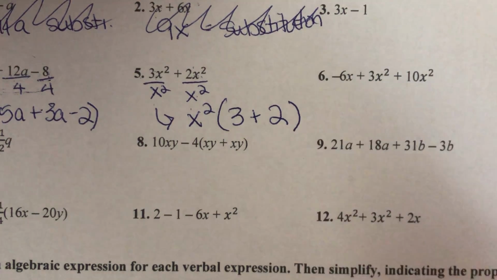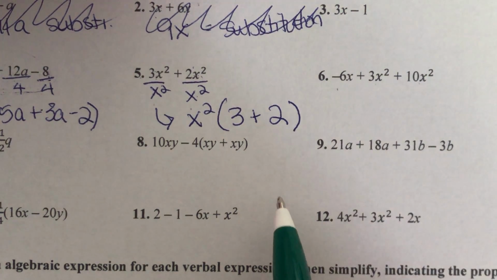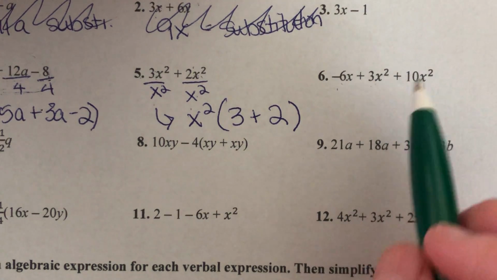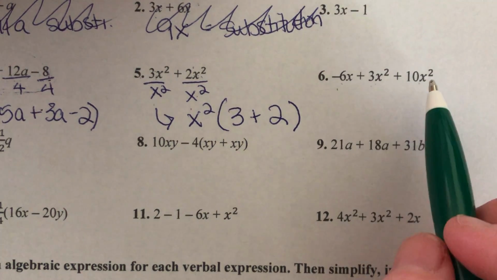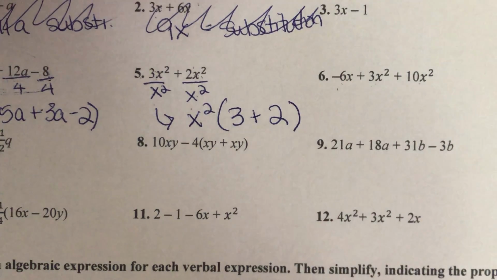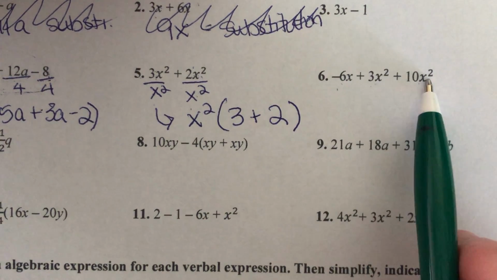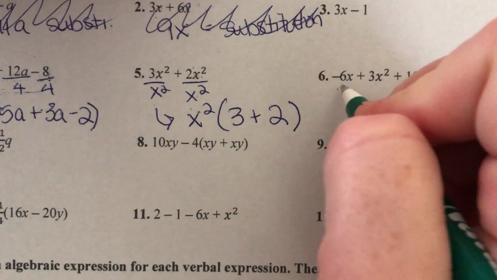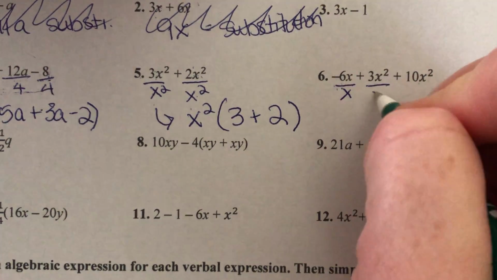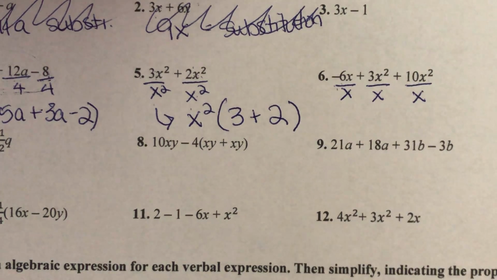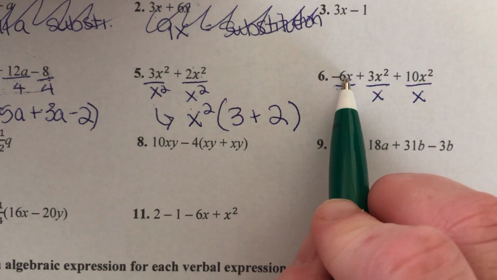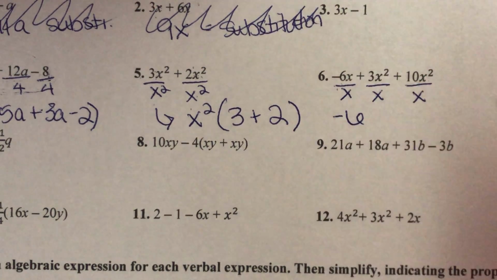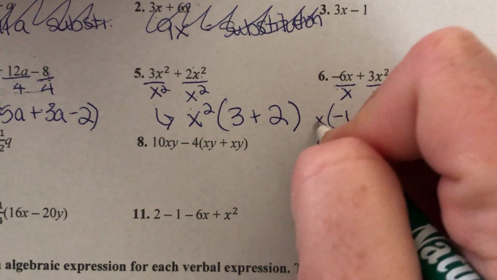All right, and then for this one, what can I divide each of these terms by? Can I divide them all by 2? No. Can I divide them all by 3? No. 4? No. 5? No. So the number parts, they're not going to have that in common. What do they all have? What could I divide all of these terms by? X. I can divide this one by x, this one by x, and this one by x. So negative 6x divided by x equals negative 6. Oh, I have to put my x out front.